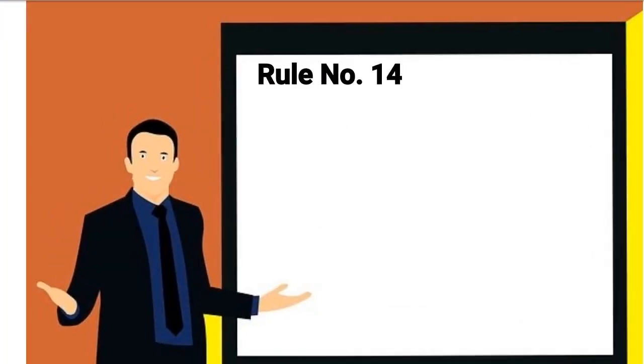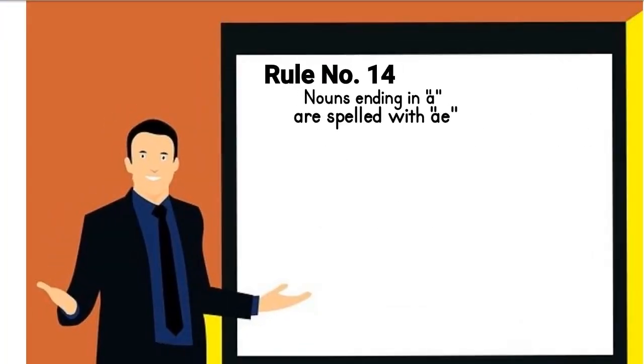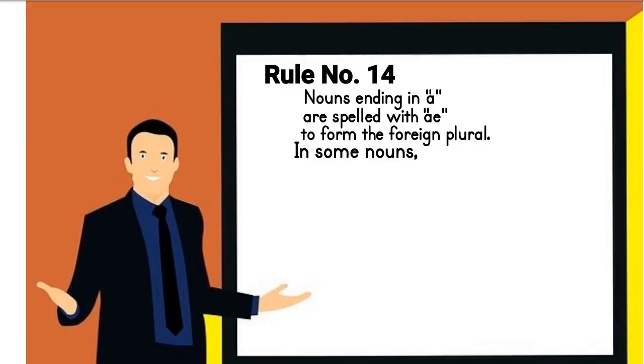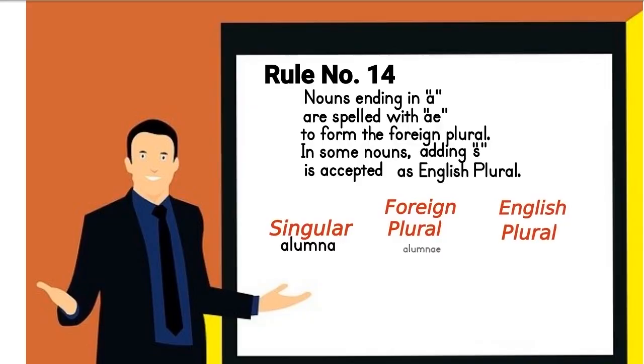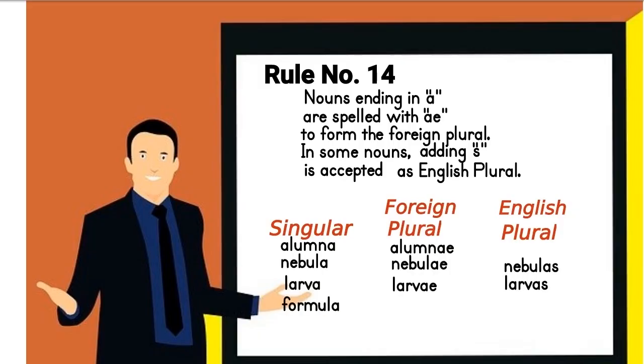Rule number 14. Nouns ending in a are spelled with ae to form the foreign plural. In some nouns, adding s is accepted as English plural. For example, alumna, alumnae; nebula, nebulae, also nebulas; larva, larvae, also larvas; formula, formulae, also formulas; placenta, placentae, also placentas.